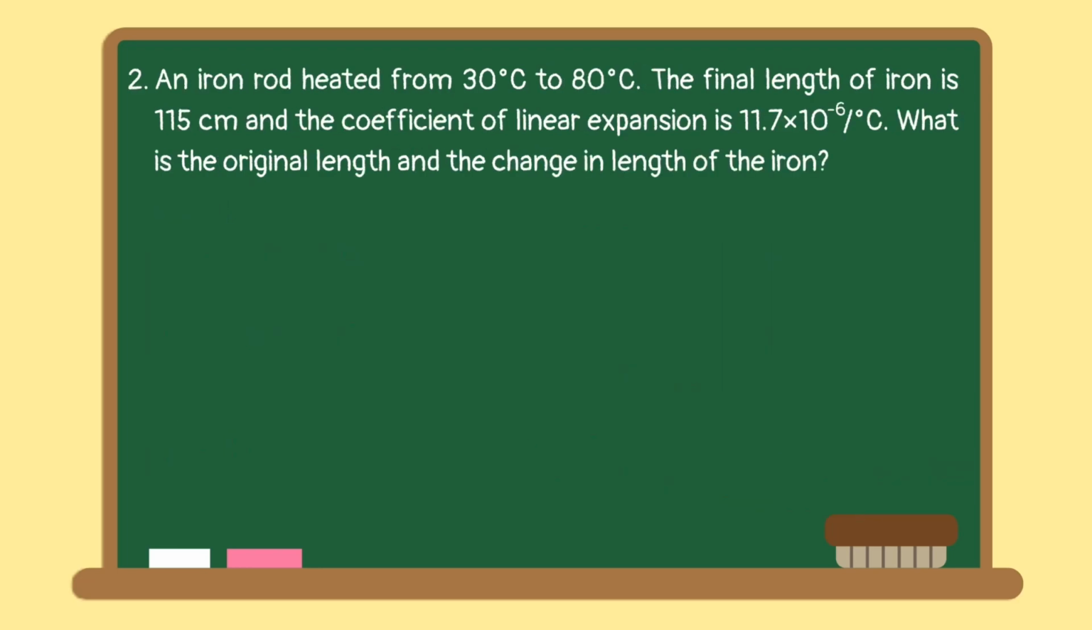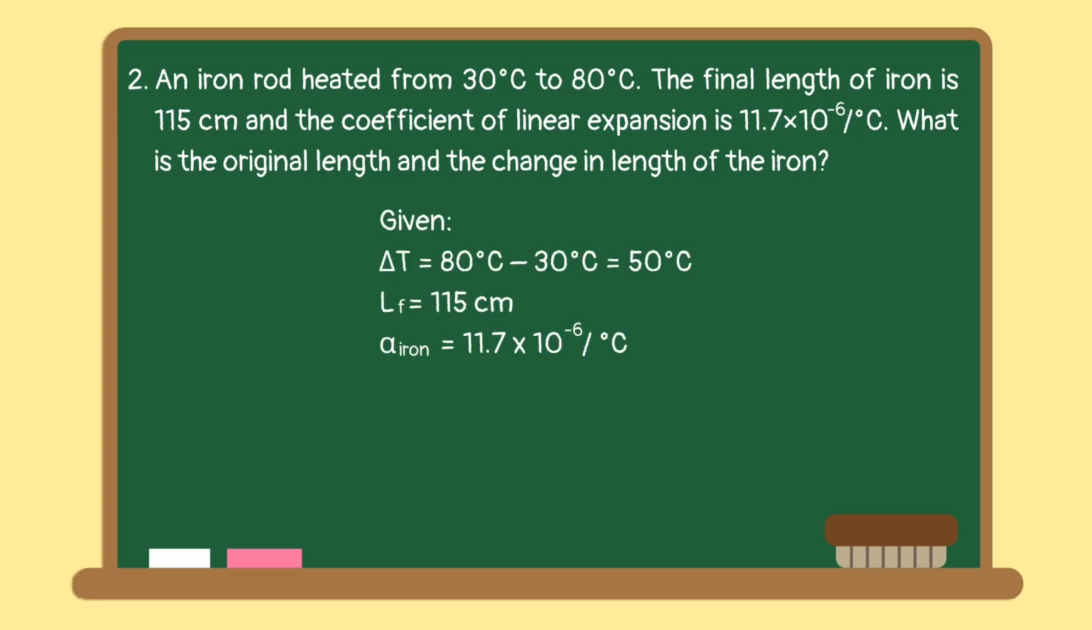Another example is an iron rod heated from 30 degrees Celsius to 80 degrees Celsius. The final length of the iron is 115 cm, and the coefficient of linear expansion is 11.7 times 10 raised to negative 6 per degree Celsius. What is the original length and the change in length of the iron?